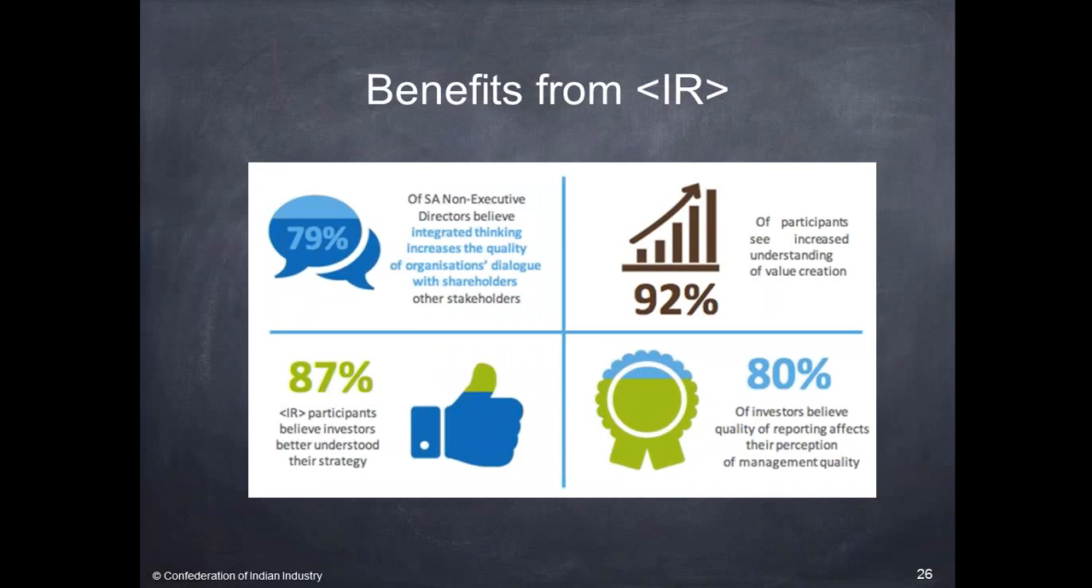I've talked a little bit about benefits internally and benefits externally, but this comes from some of the surveys that IIRC publishes frequently. And you'll see that 79% in South Africa, where this is mandated, think that this process and the report has increased the quality of dialogue with shareholders and stakeholders. So clear communication, transparency is one. It increased internal understanding of value creation, very important, very internal benefits.